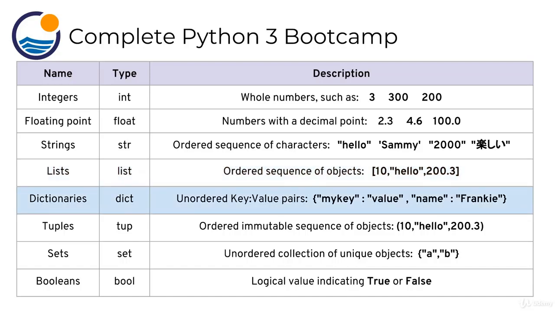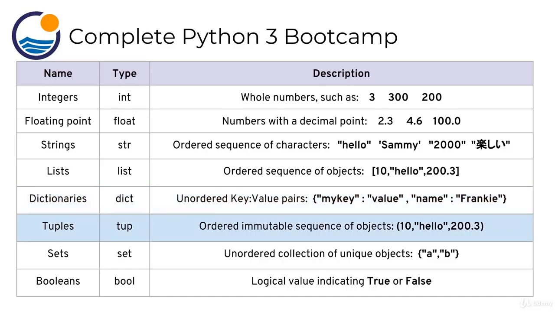Dictionaries are another data structure that can store other data types, except in this case, instead of having an ordered sequence, they have unordered key value pairs. We'll be discussing in a lot more detail how dictionaries work, but here we can see that we have a key, then a colon, and then a value, and it's denoted by curly braces, instead of square brackets like a normal list. We can have something like name, then a colon, and then the value of that name is Frankie. Again, we'll be discussing dictionaries in a lot more detail.